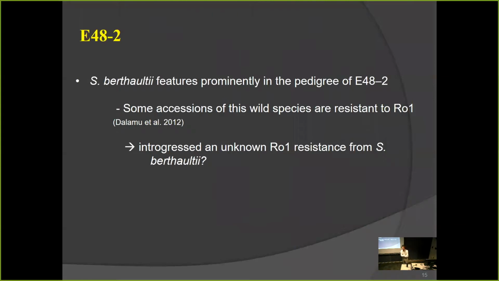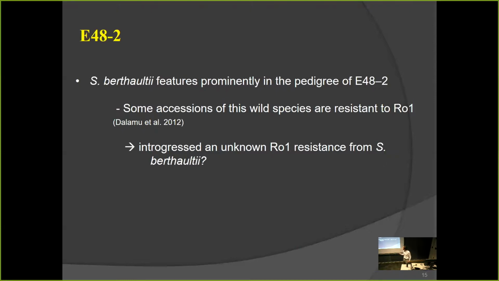Interestingly, I could not see any difference compared to the general R1 resistant clones. So this shows resistance in the bioassay and also a plus response from 57R and TG689. So quite similar to the general R1 resistant clones. So I went back to the pedigree information of this clone. And interestingly, I realized that Solanum verrucosum, which is one of the wild potato species, features predominantly in the pedigree of E48-2.